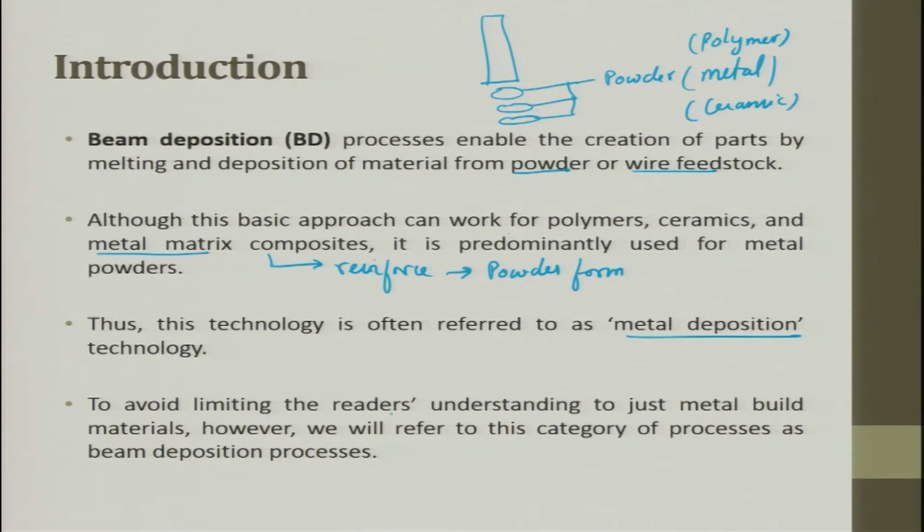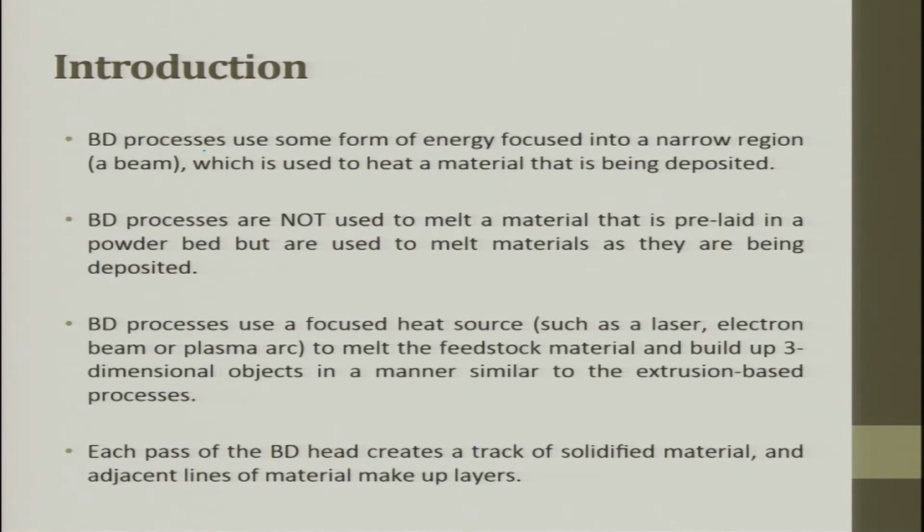To avoid limiting the reader's understanding to just metal building materials, however, we will refer to this category of processes as beam deposition processes. Beam deposition processes use some form of energy focused into a narrow region, a beam, which is used to heat the material being deposited. This is what I discussed in the introduction. Beam deposition processes are not used to melt a material that is pre-laid in a powder bed, but are used to melt material as it is being deposited.